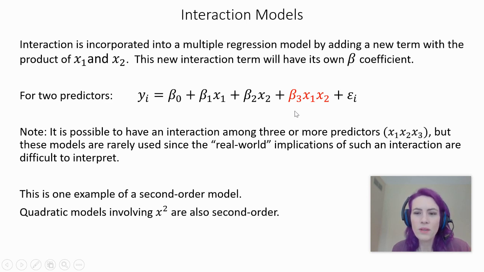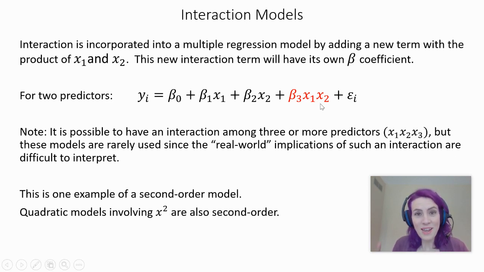So this is your introduction to interaction. We're only going to consider two factors interacting. It is possible to have three or more predictors interacting, in which case you'd have x1 times x2 times x3. But those get very hard to wrap your mind around or interpret. So we're going to stick to two.